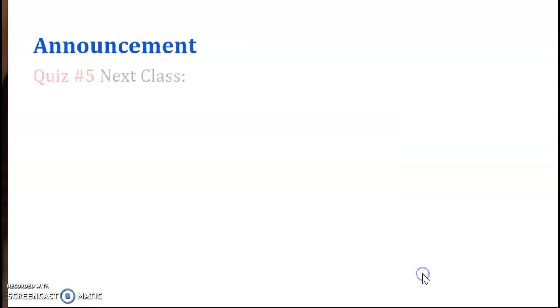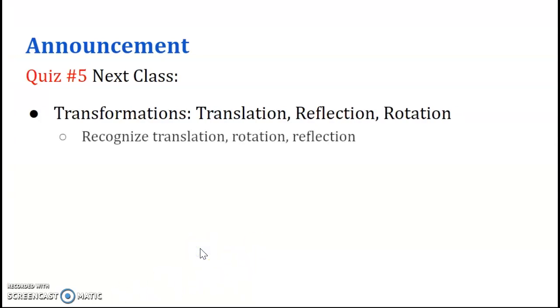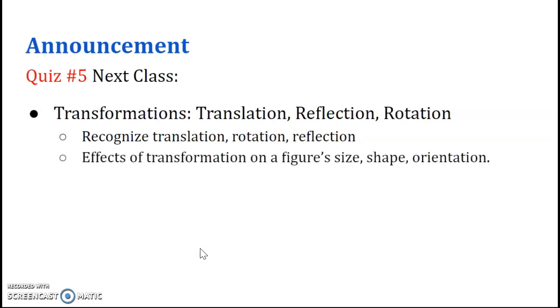Some announcements. Quiz number 5 is going to be next class, and it's going to be covering transformation, that is translation, reflection, and rotation. So you should be able to recognize translation, rotation, and reflection, effects of transformation on figure size, shape, and orientation, and describe the transformation fully. Depending on whether it's translation, reflection, or rotation, they all have very different requirements.